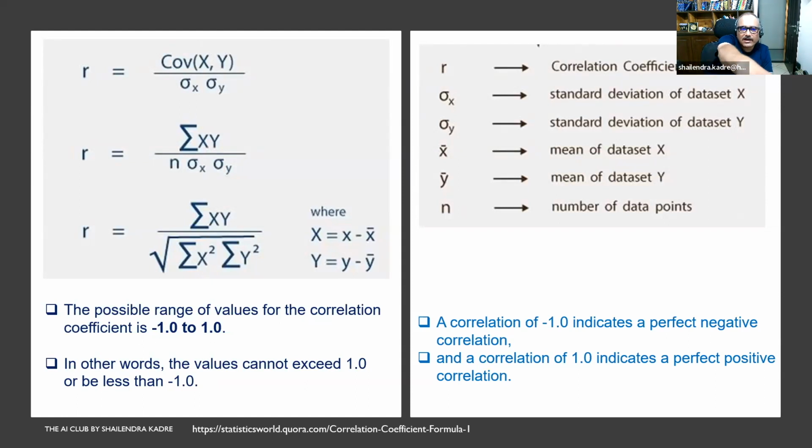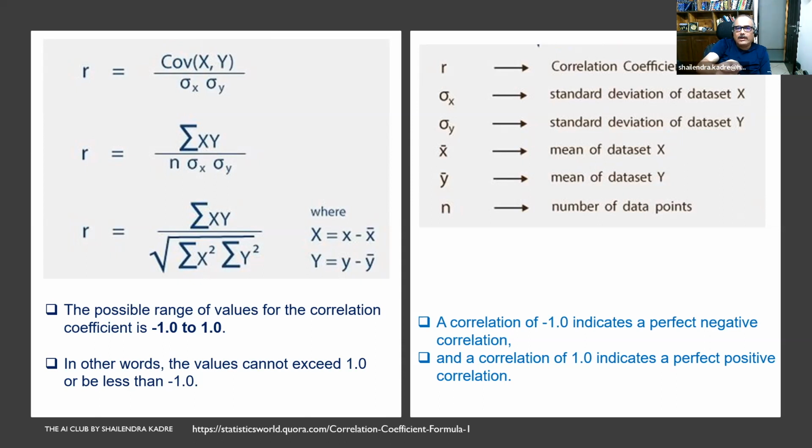Sigma x is the standard deviation of x and sigma y is the standard deviation of y. So it is easy to calculate. First you plot the two columns, tabulate, find the mean, take the difference, make a product, do the sum and divide by either n-1 or n. That is how you get covariance.